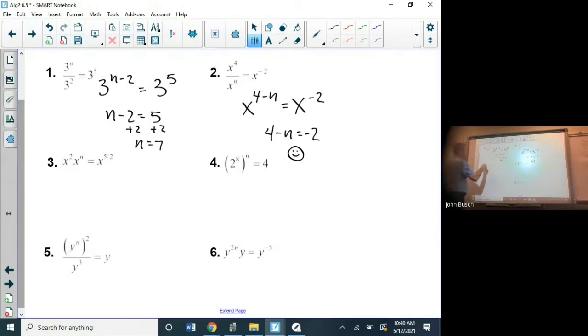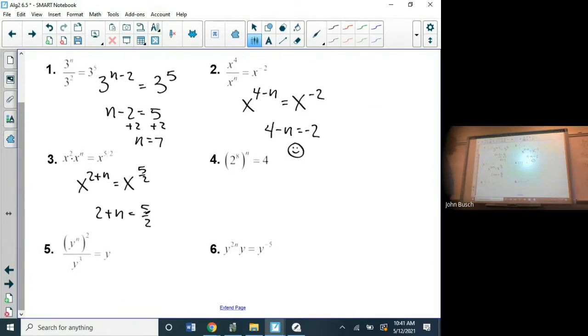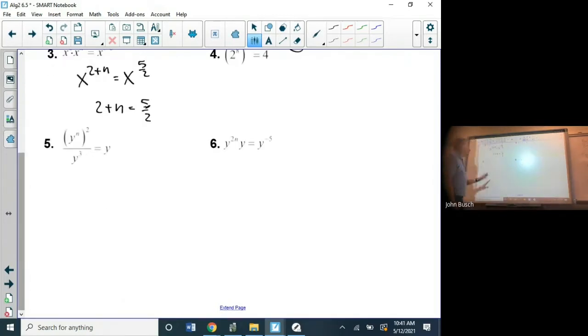The same thing here. When you're multiplying two things with the same bases, we can add the powers. 2 plus n next to the 5 halves, or 2 1/2. And then you can write out an equation that you'll be able to solve. And maybe 5 is worth looking at. I'm going to skip 4 and 6.